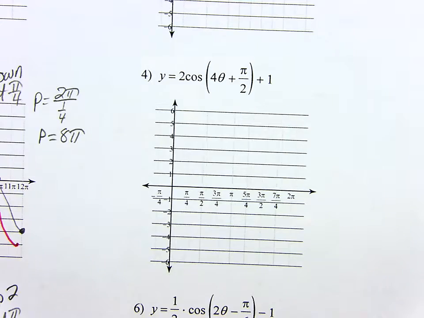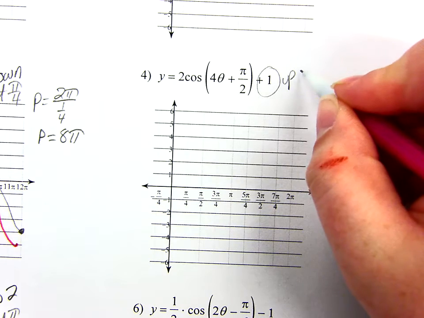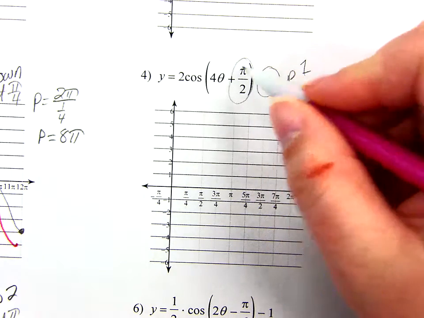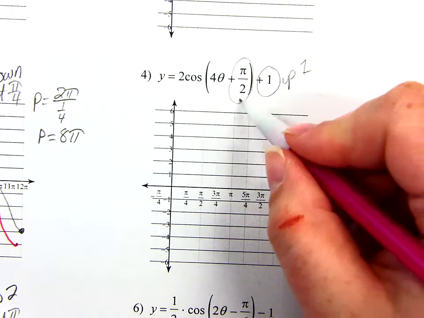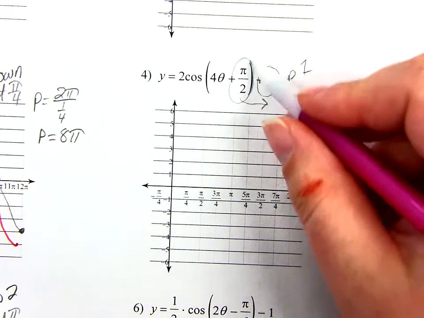If you're not sure, here we go. So this whole thing is going to move it up 1, right? So that's a vertical shift up 1. This is a phase shift, and it means that I'm going to move my whole graph where? This one right here.